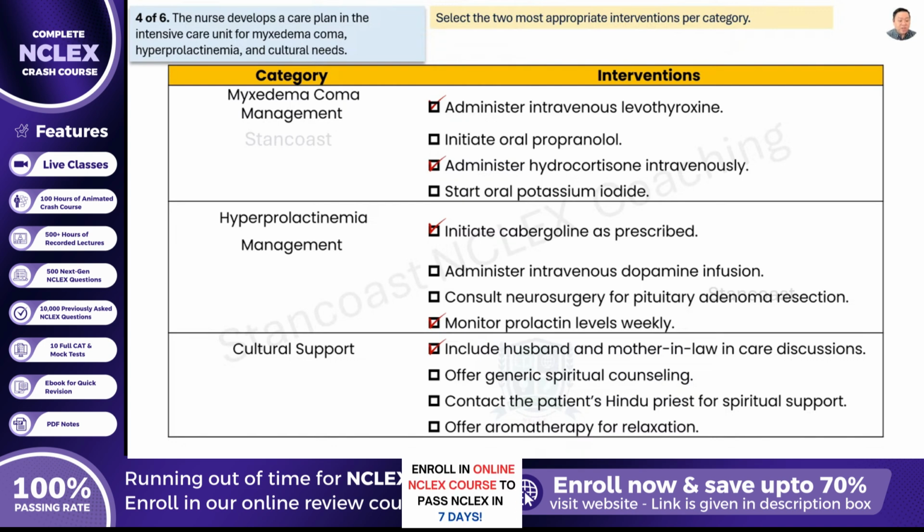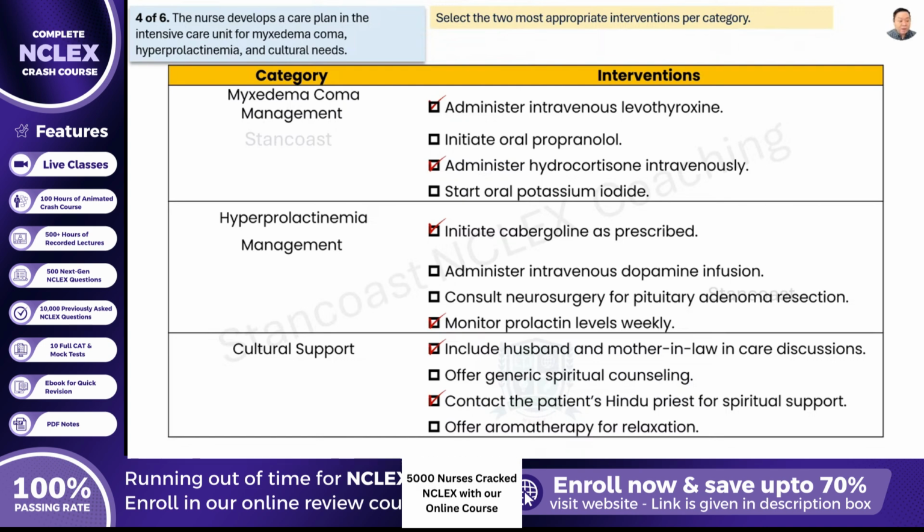Now, what else? We are going to contact the patient's Hindu priest for spiritual support, because this also matches the patient's beliefs, and with her religion, connecting her with her own spiritual leader like her priest can be really comforting. It's much more meaningful than offering generic services. Now, the other two are incorrect. If you selected generic spiritual counseling, this might seem helpful on the surface, but if the patient has specific religious beliefs, a general counselor might not offer the support she really needs, so eliminate that one.